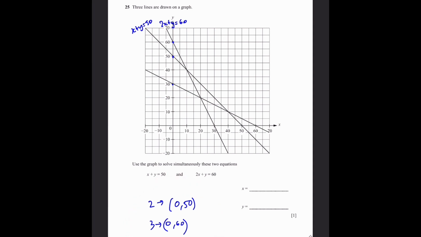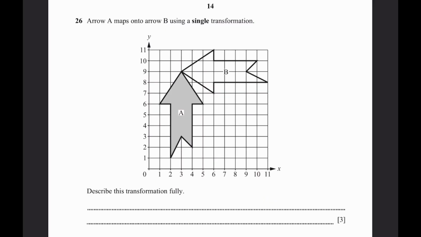Now we just need to see where the lines intersect. This line and this line, the point of intersection is right here, where x is 10 and y is 40. That means x equals 10, y equals 40. That's the answer. Question 26.